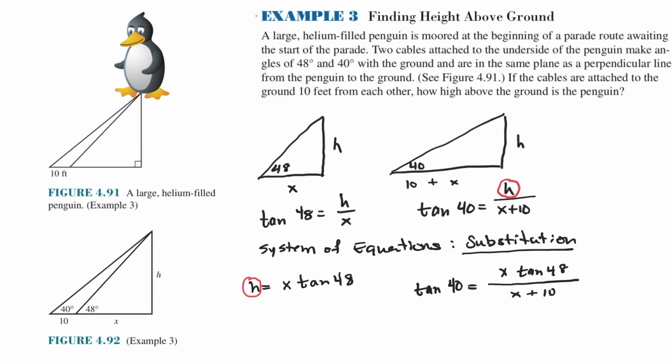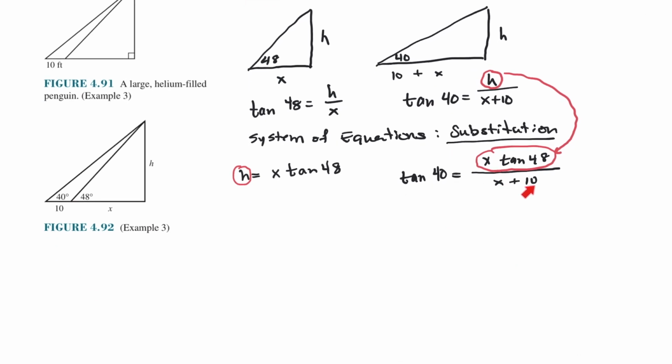We're going to solve this equation for x. Now, see, this piece is what we substituted in. We just plugged that value in for our h. We're going to treat this like it's tangent of 40 over 1, and I'm going to cross multiply. So we're going to get x plus 10 times tangent of 40, and then 1 times x times tangent of 48. I'm going to get rid of my fraction, because I don't like to work with fractions like this. I need to get them outside of the fraction. So we're going to cross multiply, and we're going to end up with an equation that looks like this.